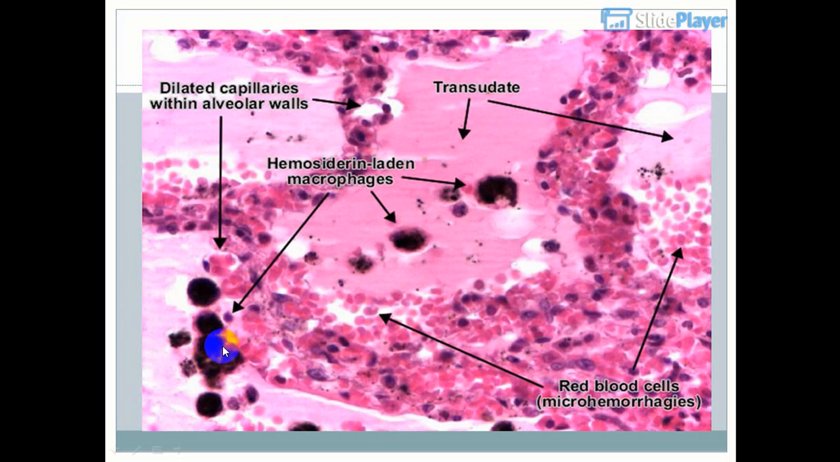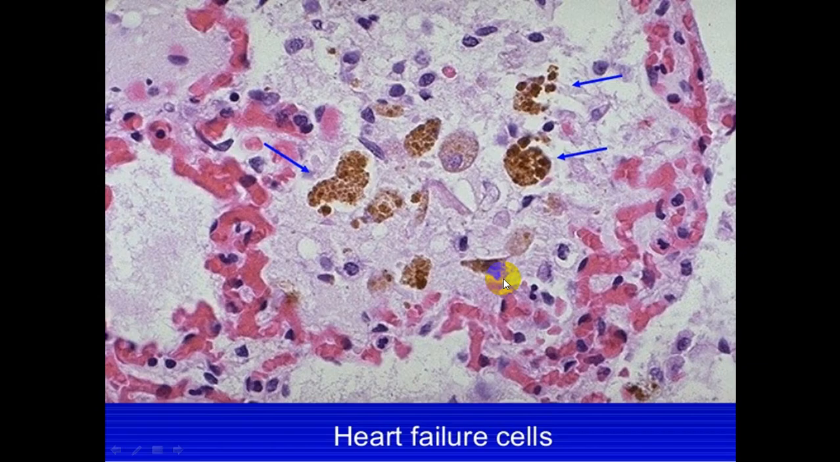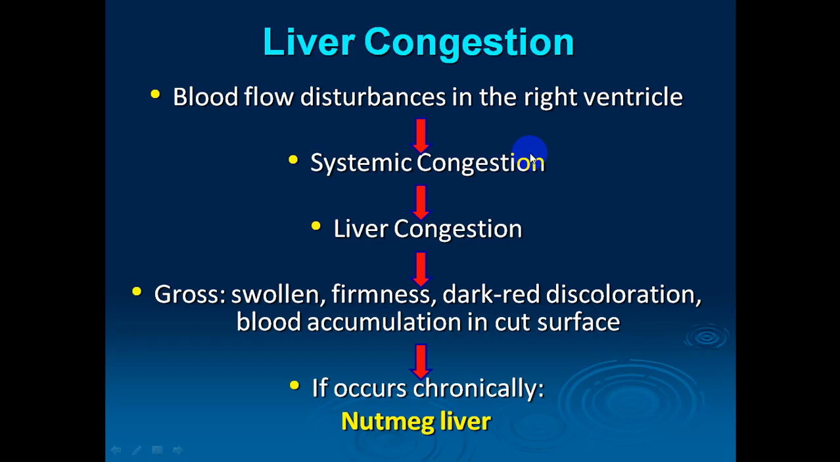It can be in the interstitial part, and it can also be within the alveoli. Here, heart failure cells are found in the alveoli, admixed with edematous fluid. If there are many of these cells in the lung, it reflects heart failure. So how about the next lesion, liver congestion?